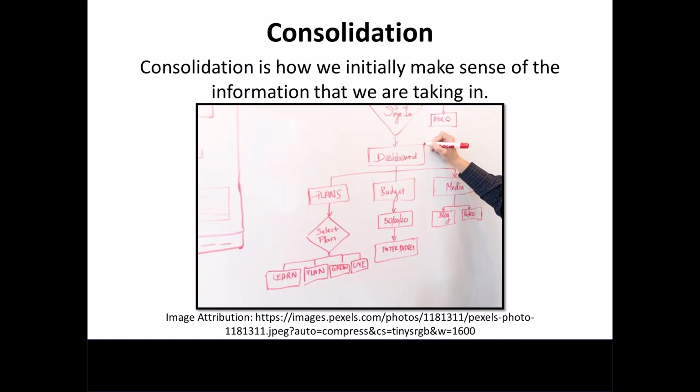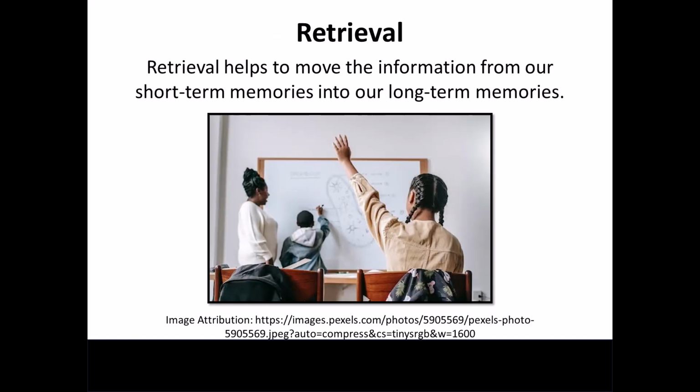Brown et al. define consolidation as how we initially make sense of the information that we are taking in. This is where we determine what is important and begin to relate what we are learning to information that we already know or begin to apply the information to experiences that we have had. Retrieval helps us move the information that we have learned from our short-term memories into our long-term memories and back again. Retrieval occurs when we recall the information that we have learned in some way.